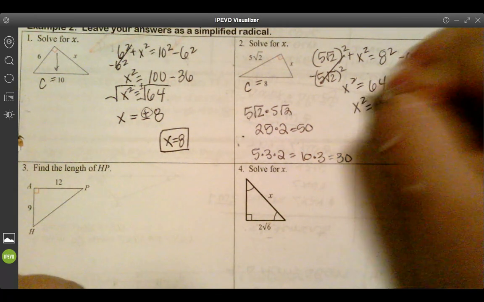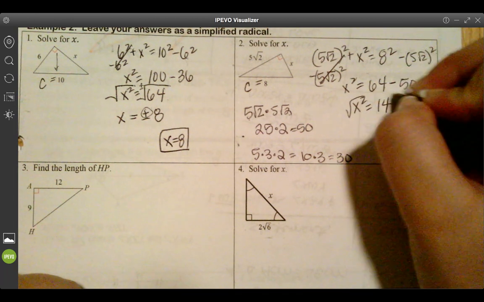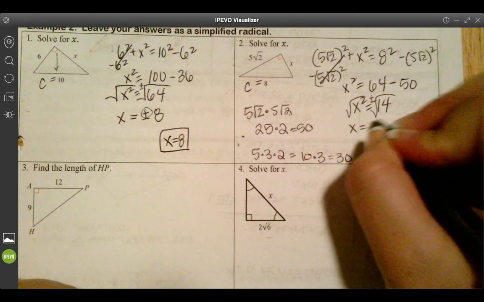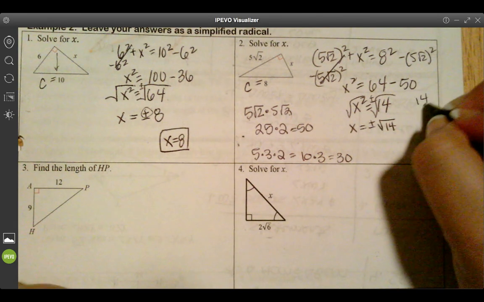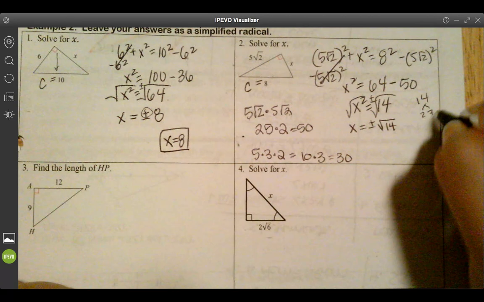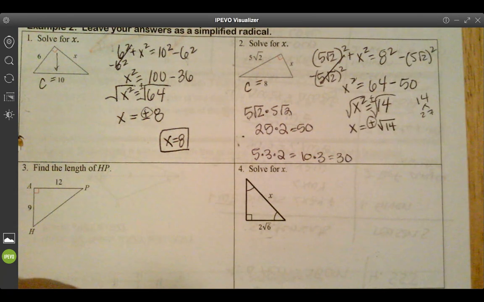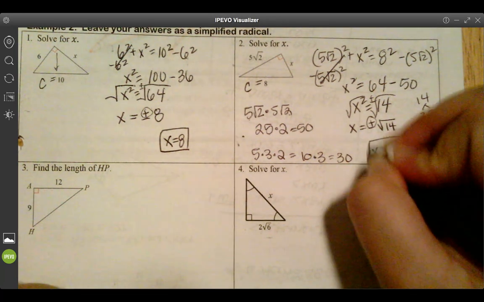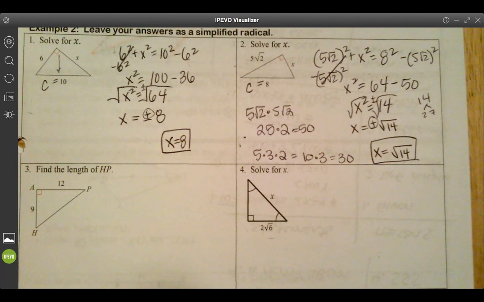Then we have x squared equals 64 minus 50, which is 14. Take the square root of both sides, meaning I need the plus or minus. Then x equals plus or minus the square root of 14. Well, 14 is 2 times 7, no copies, so it can't be simplified. X is a distance, so I choose just the positive. X equals the square root of 14. Notice I had to check to make sure that this was reduced before I can put it as the answer.